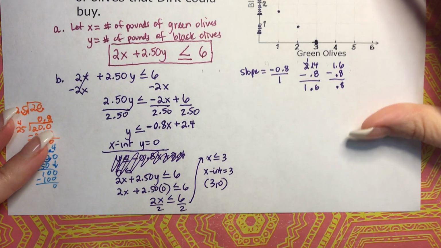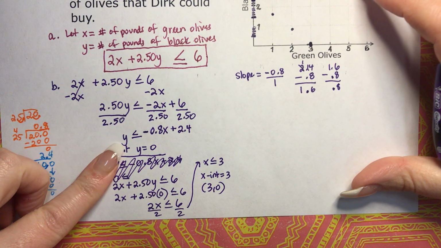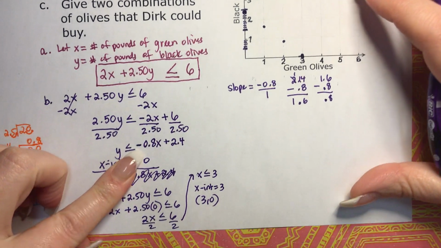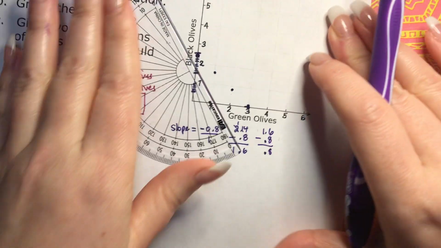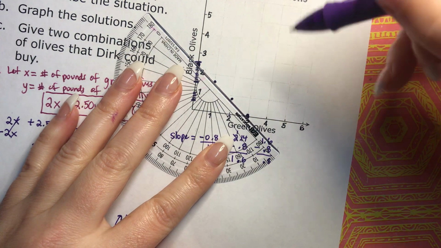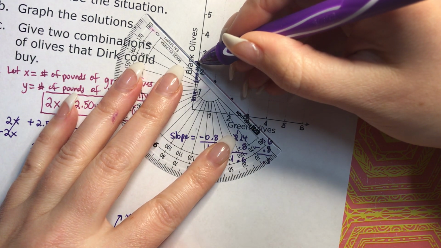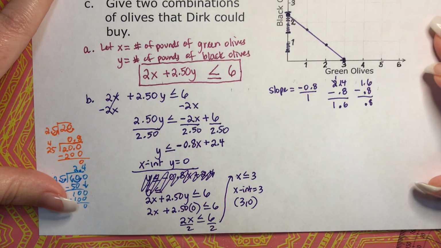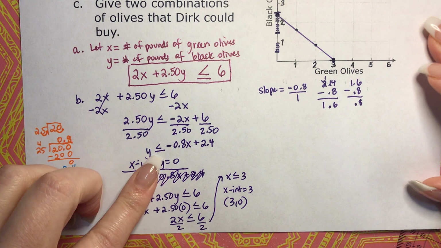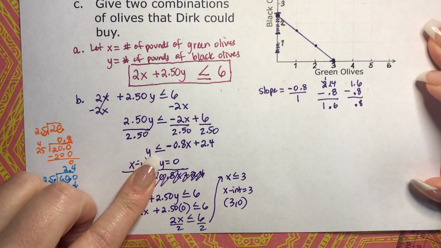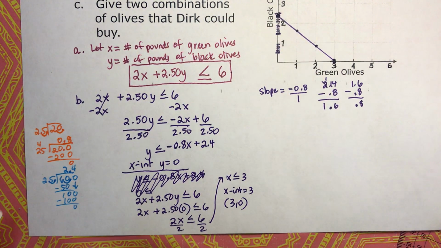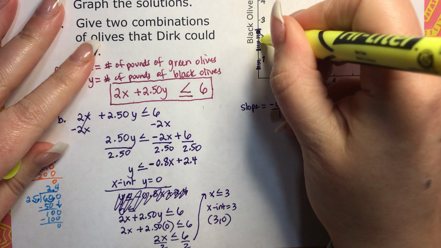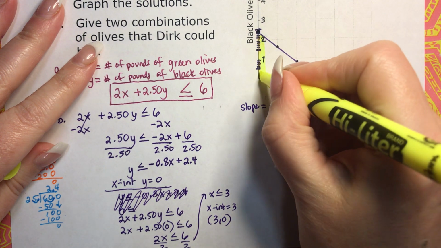So then what we have to do is determine, okay, we solved it for y. Is it going to be a solid line or a dashed line? And since it's less than or equal to, we know that it's going to be a solid line. So we're just going to go ahead and connect those dots, and it goes right through. And then we just need to shade, right? So this is y is less than or equal to, so that's going to be everything below that region, which would be everything in here.